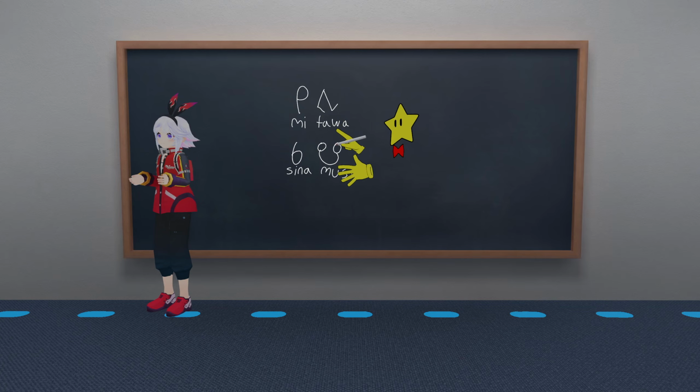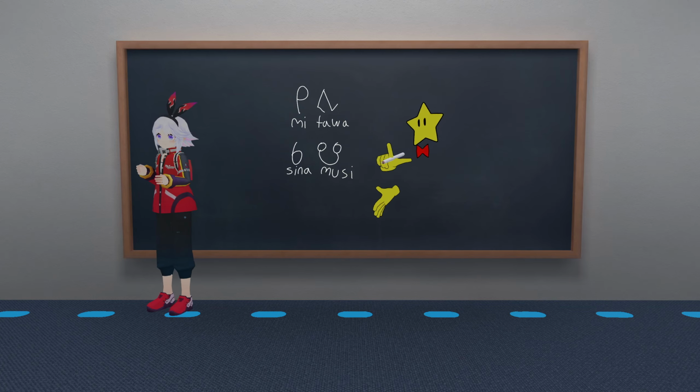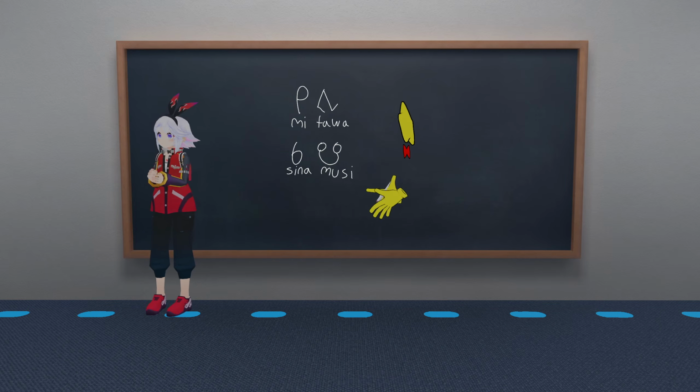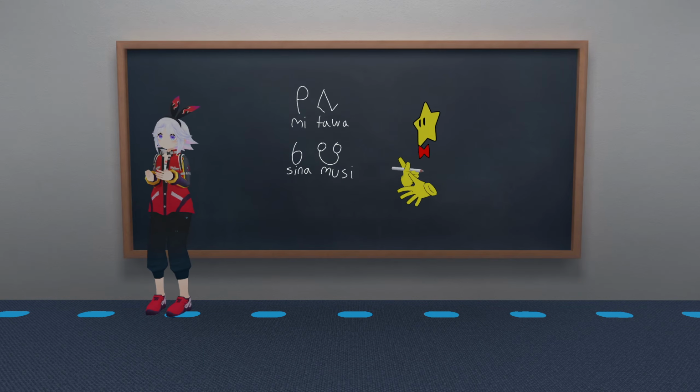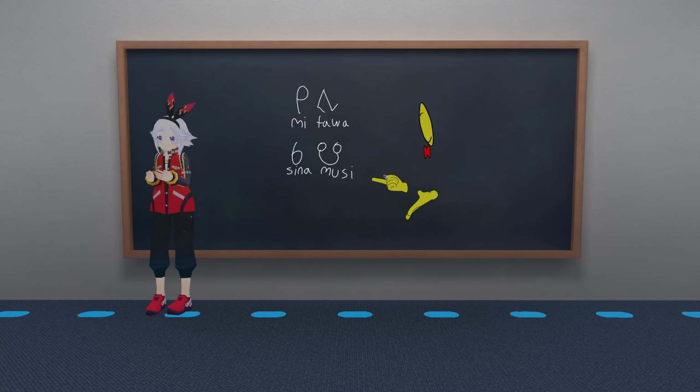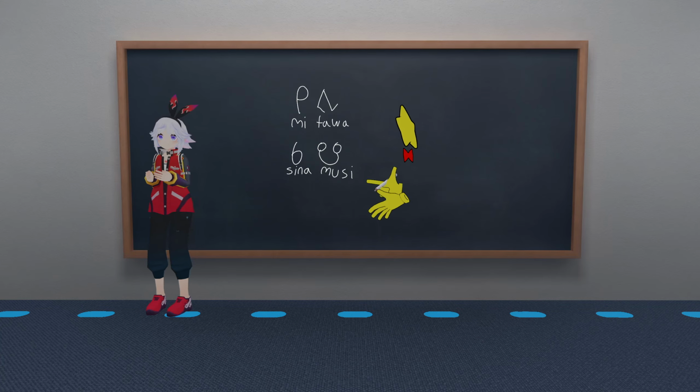Yeah. Fun, entertainment, joke, anything in that group. So, sina musi. Sina is you. Musi is fun. So, you are fun, or you are funny, you are entertaining, you are enjoyable. But this could also be in the past, or the future, or hypothetical.